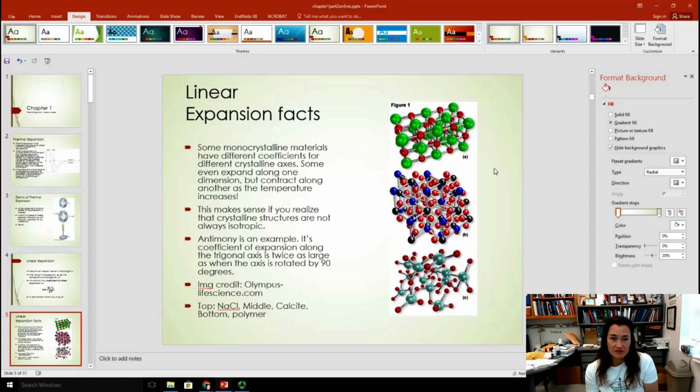One example of this is antimony. Its coefficient of expansion along the trigonal axis is twice as large as when you look at the axis that's 90 degrees to that. So that's kind of interesting. It just has to do with how the atoms are oriented in the crystalline lattice. Some single crystals are symmetric, like the salt image pictured here, while others might not be the same due to the way the crystal is structured. But that's more of a topic for material science and isn't really something that I want to get into today because it's a little complicated.